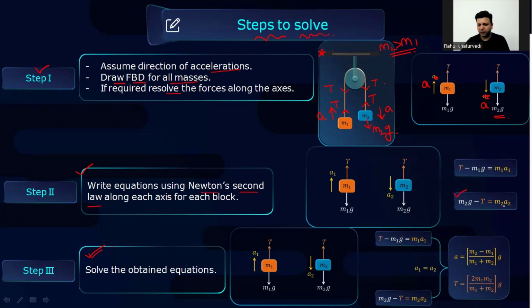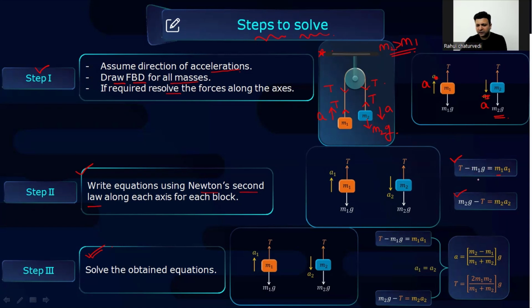m2g minus T will be equal to m2 into a. So I am applying Newton's second law: the net force acting in the downward direction will be m2g minus T. This will be equal to the mass of the second block into acceleration. Fine. For the first mass, since T is acting in the upward direction and m1g is acting in the downward direction, and it is accelerating in the upward direction, the net force acting in the upward direction will be T minus m1g. And this will be equal to the mass of the first block m1 into acceleration.